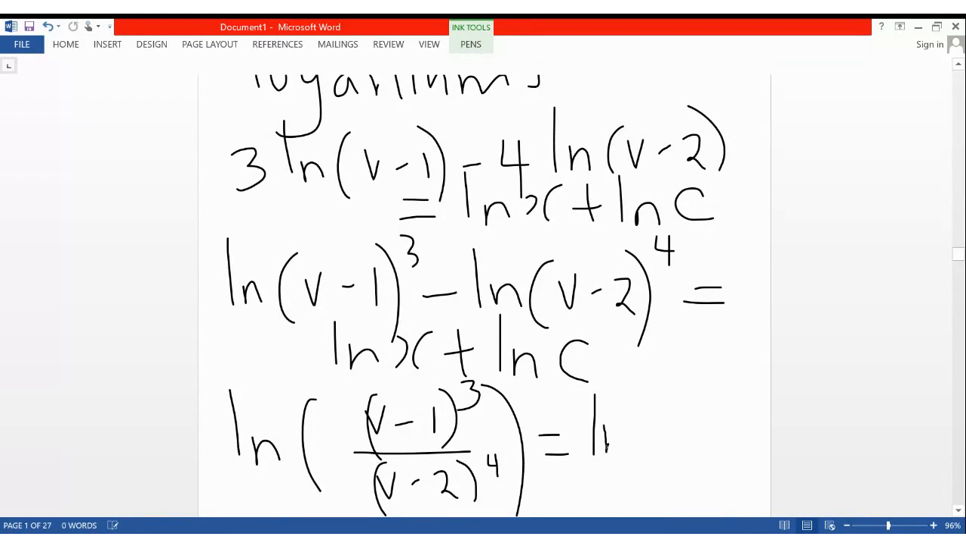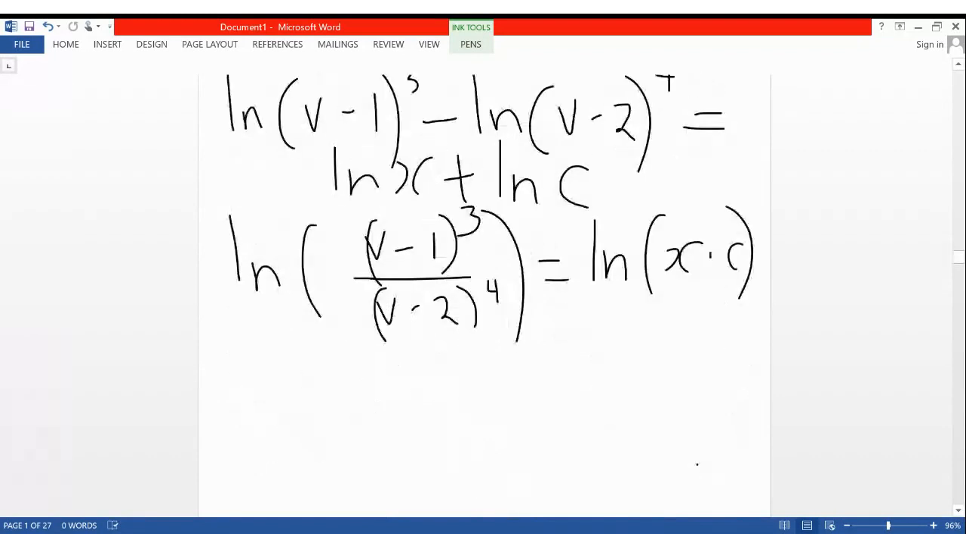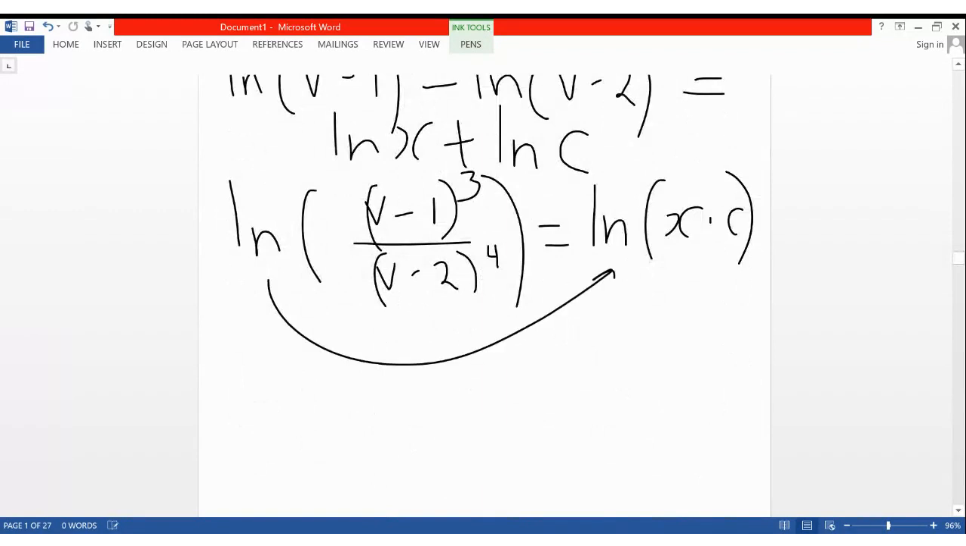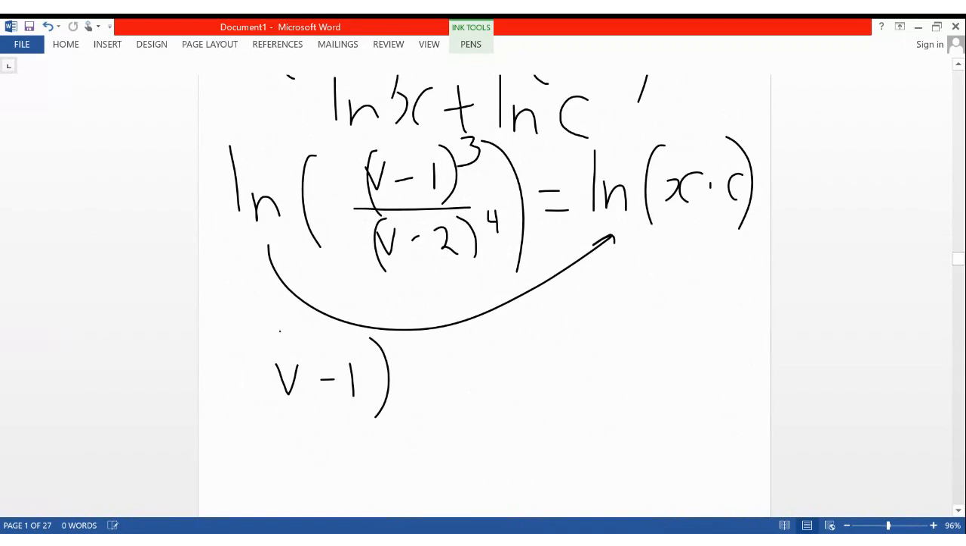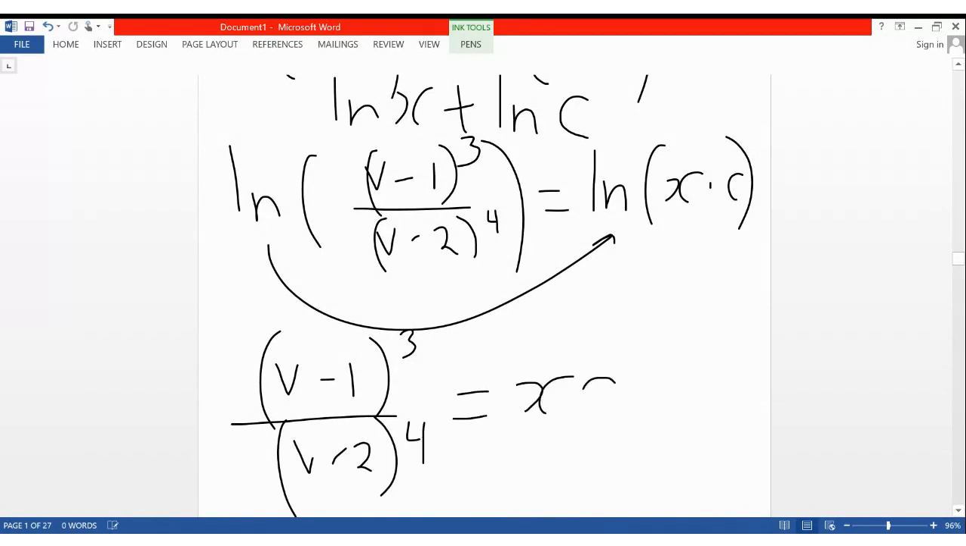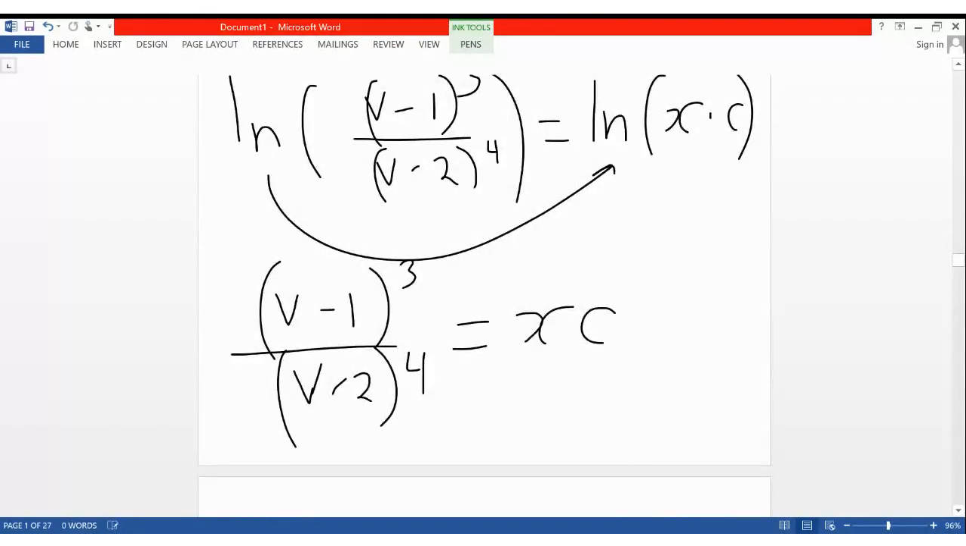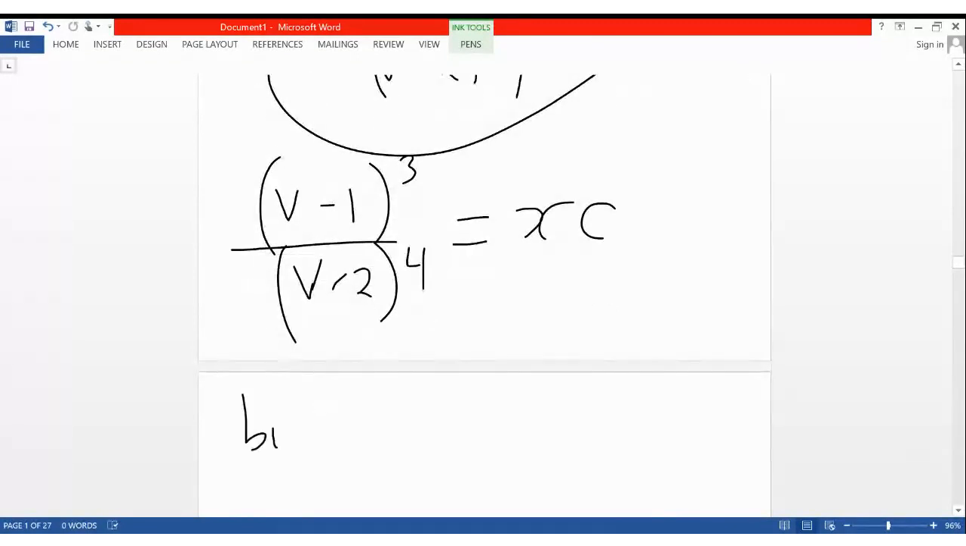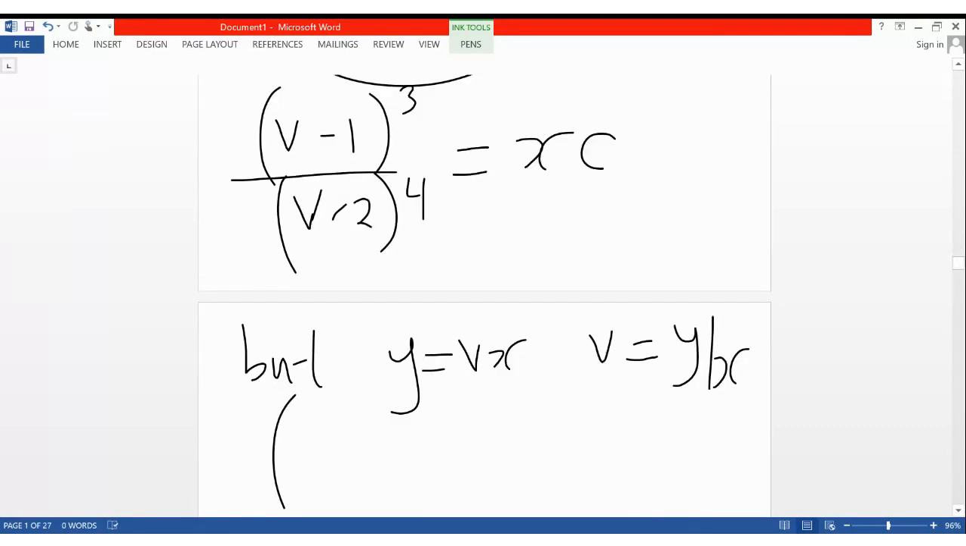So this is ln of (v minus 1) raised to power 3 all over (v minus 2) raised to power 4, equal to ln of xc. Now I can easily replace because I have ln on both sides: (v minus 1) cubed over (v minus 2) to power 4 is the same as xc. That's the reason why I was introducing logs everywhere, even on the constant. I'm almost done, but y is equal to vx, so v is y over x. So I replace that and I'm done: (y over x minus 1) raised to power 3 all over (y over x minus 2) raised to power 4 is equal to xc. You must always replace back.